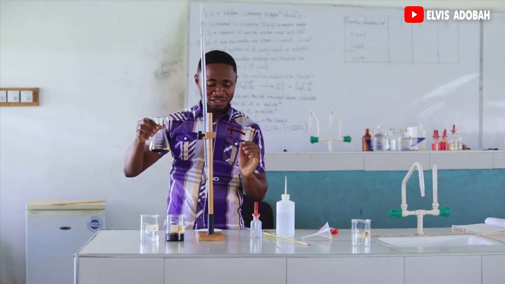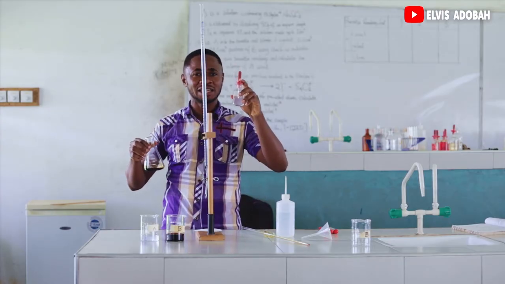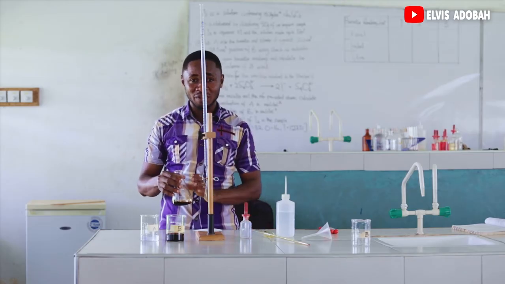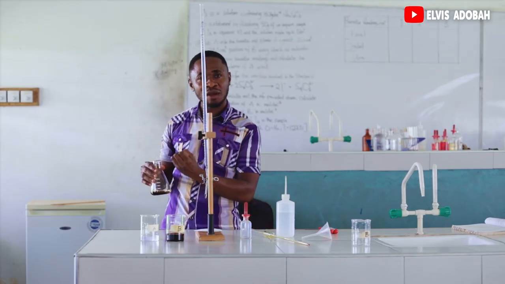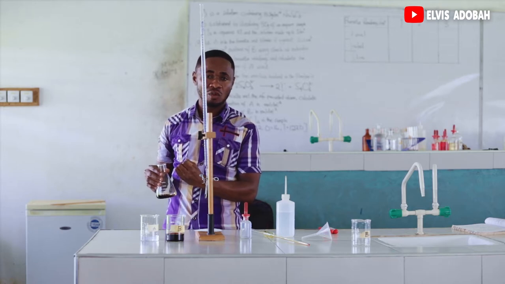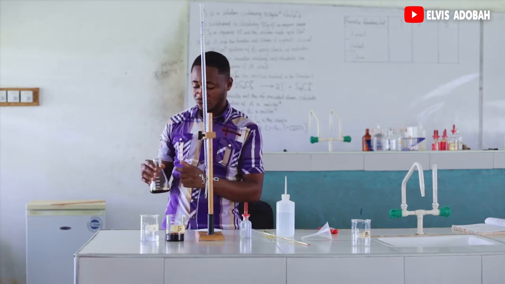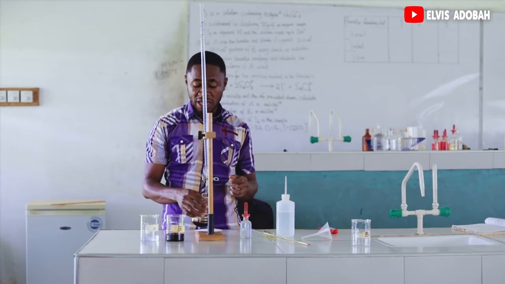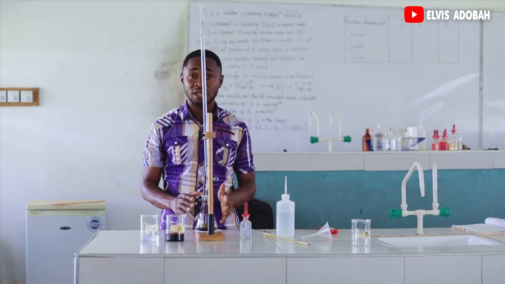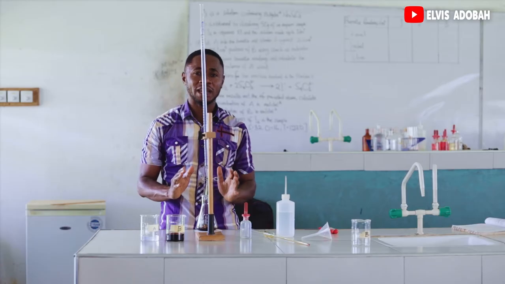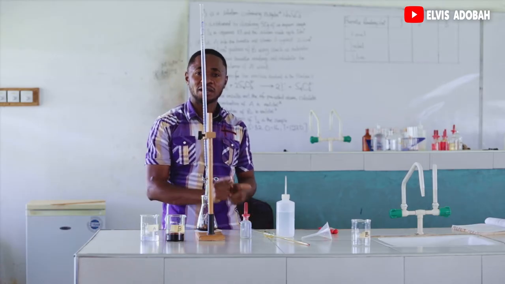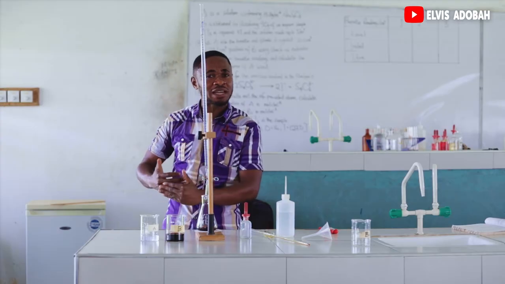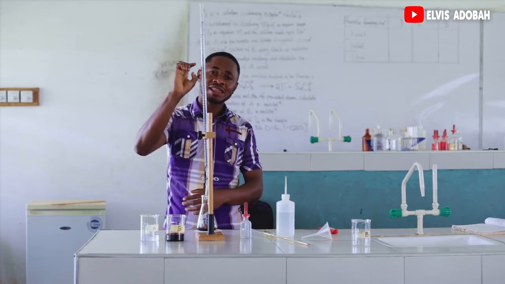Now, this is the trick. Here, we don't add our starch indicator before we begin the reaction. No. When you add starch at the beginning, the starch will absorb some of the iodine. And when some of the iodine is absorbed, remember, you do not get all the iodine ready for the titration. So we just go ahead with our titration until we get a pale yellow color before we add our indicator. Getting a pale yellow color means that most of our iodine by that time has reacted with the thiosulfate.